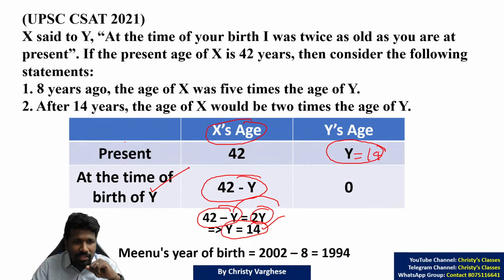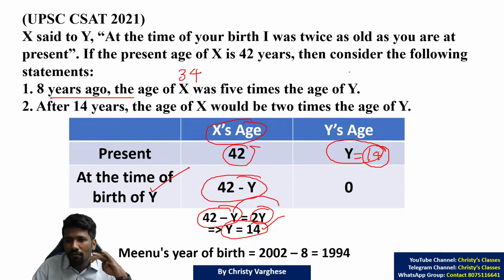So now answer the statements. 8 years ago, the age of x was 5 times the age of y. Presently, the ages are 42 and 14 respectively. 8 years ago means x will be 42 minus 8, 34 years old. Y will be 14 minus 8, 6 years old. Is 34 5 times 6?